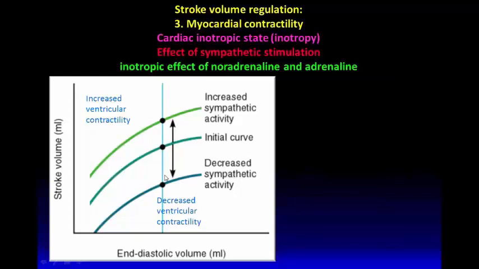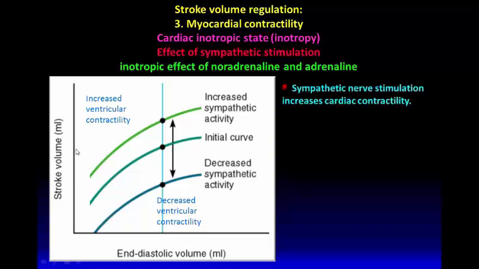Now, let's describe the third factor which affects stroke volume and cardiac output in more detail, and the third factor is myocardial contractility, myocardial inotropic state, inotropy, the effects of sympathetic stimulation. So this is again Starling's curve of the heart, the original Starling's curve of the heart with the end diastolic volume on the x-axis and the stroke volume on the y-axis.